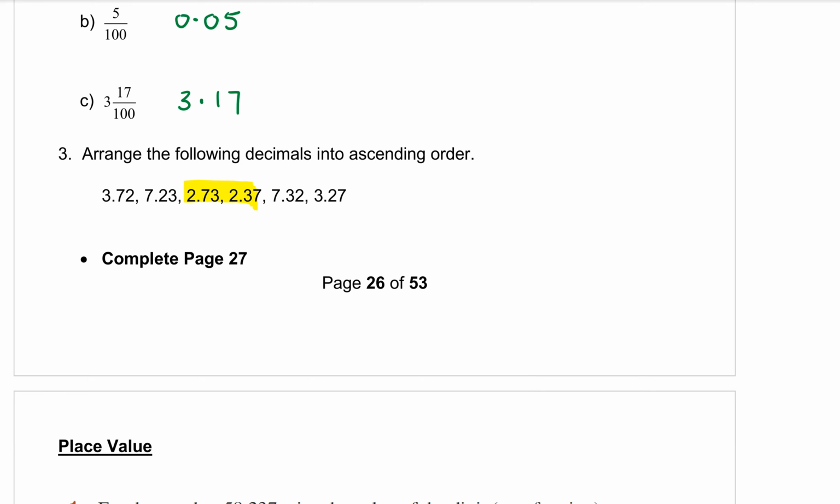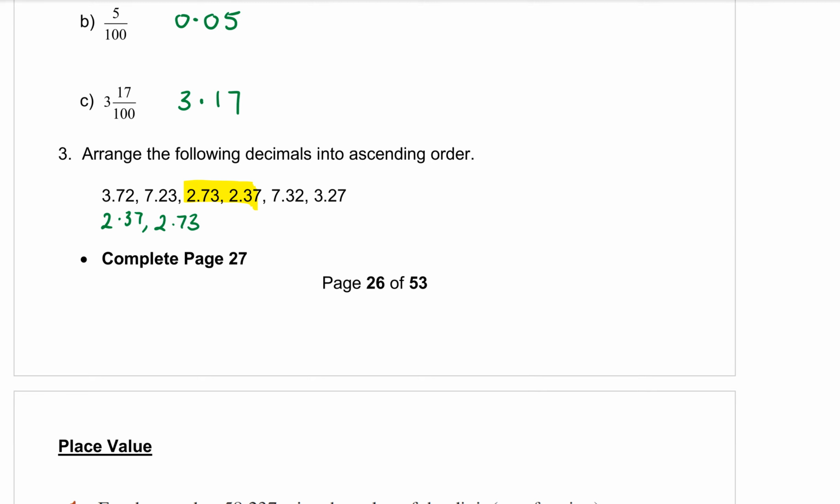Now, because they both start with a 2, I then need to look at the tenths position to see which one is smaller. And in the tenths position, the 3 is smaller than the 7. So this one is going to be the smaller one. I start with that, 2.37, comma. The next one's going to be the other one starting with 2, so that was 2.73. Okay, so I've done both of the numbers that started with a 2.